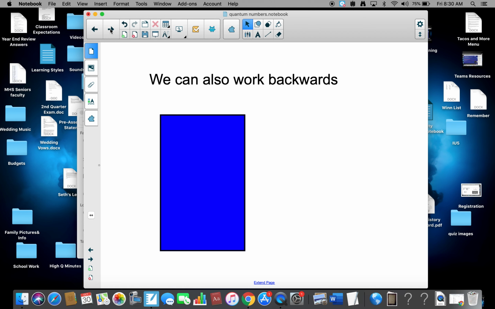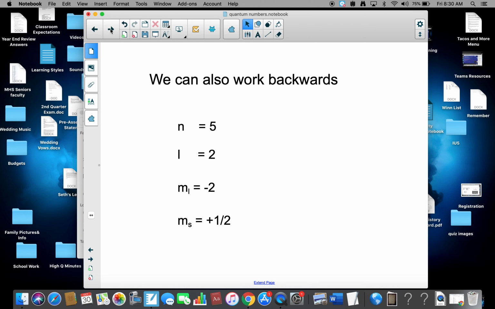Now, we can also work backwards. How would I do that? Well, let's say I give you N is 5, L is 2, M sub L is negative 2, and M sub S is plus 1/2. Well, since N is 5, that means the energy level is 5. Since L is 2, that means the orbital is D. We put our suborbitals in for D, negative 2 to positive 2. We're checking electrons in. That first electron, only electron, is in negative 2, plus 1/2. It's right there, so that means it's only 1. So it's 5D, and we'll look at the periodic chart. 5D1 is lanthanum. That's my answer.